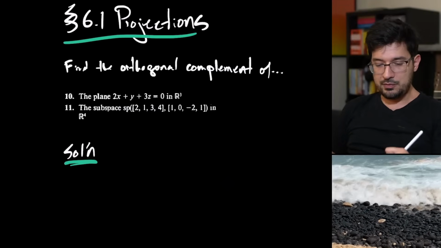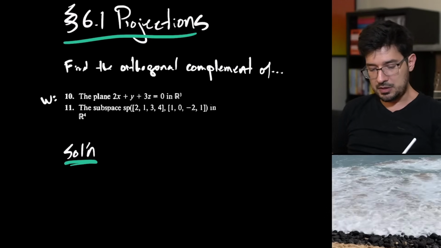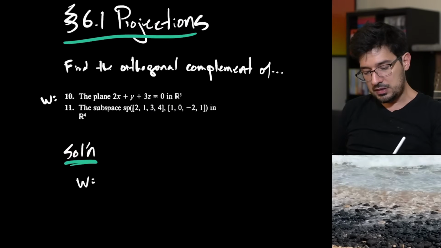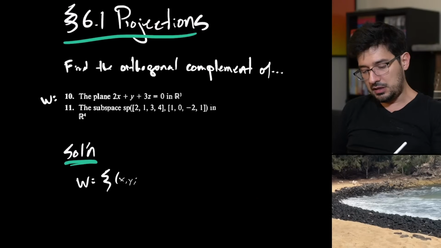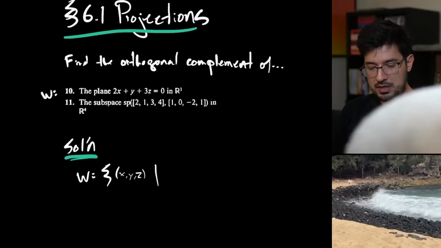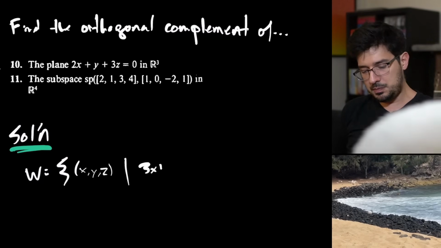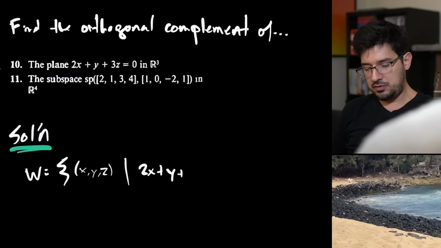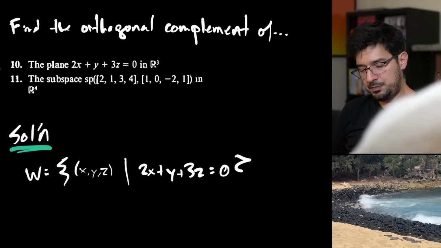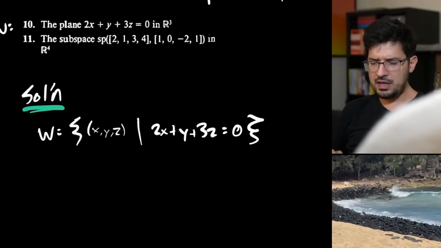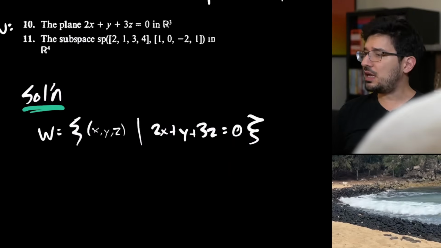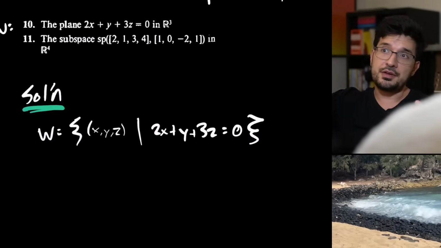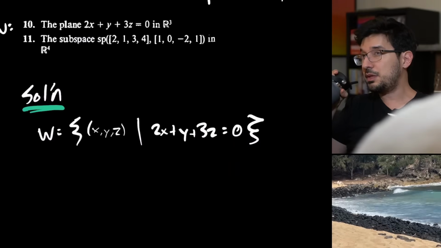All right, so if we call this plane W in exercise 10. So W is the set of all x, y, z such that 2x plus y plus 3z equals 0. So that forms a plane because it has two free variables, and then the third variable is fixed based on the two free ones.